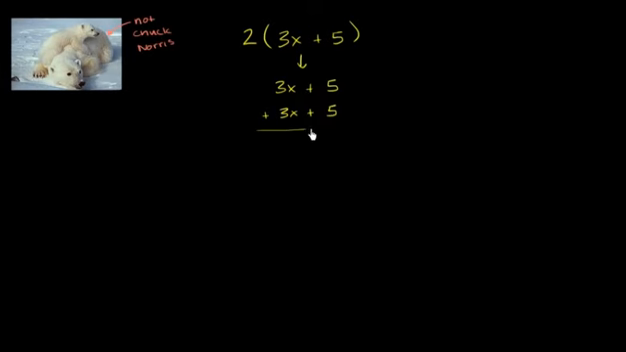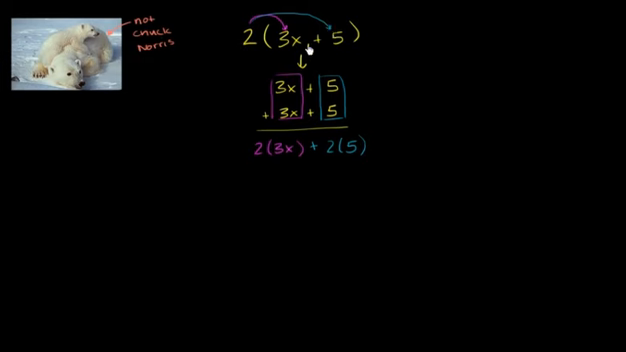Well, this is the same thing as, if we just look at it right over here, we now have 2 3x's. So we could write it as 2 times 3x plus we have 2 5s, so plus 2 times 5. But you might say, hey, Sal, isn't this just the distributive property that I know from arithmetic? I've essentially just distributed the 2 times 3x, plus 2 times 5.